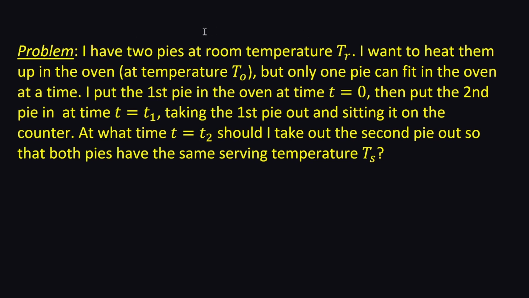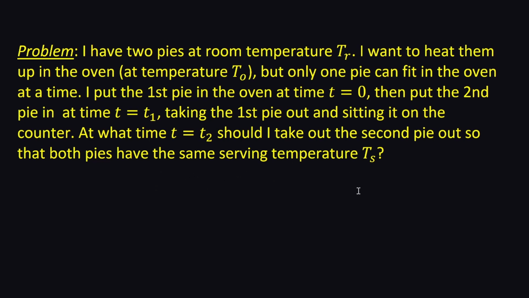I have two pies at room temperature TR. I want to heat them up in the oven at temperature TO, but only one pie can fit in the oven at a time. I put the first pie in the oven at time t equals 0, then put the second pie in at time t equals T1, taking the first pie out and sitting it on the counter. At what time t equals T2 should I take out the second pie so that both pies will have the same serving temperature, Ts?